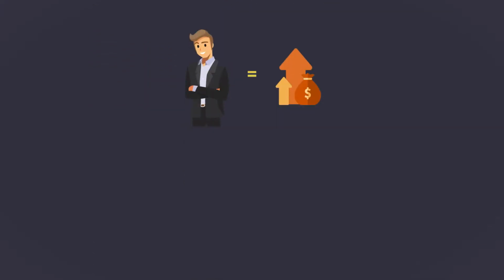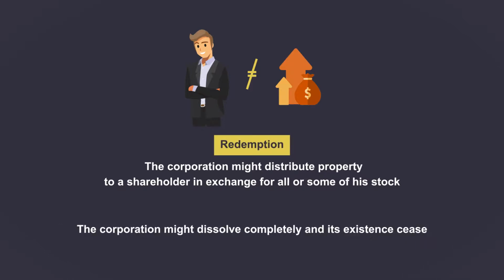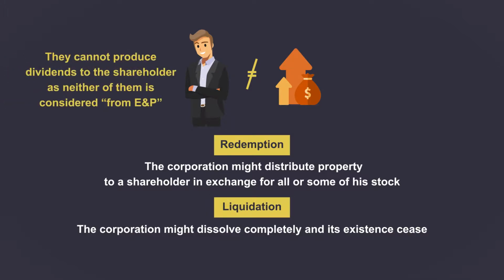Some distributions to shareholders, however, do affect the shareholder's stake in the business. The corporation might distribute property to a shareholder in exchange for some or all of his stock. That's a redemption. Or the corporation might dissolve completely and cease its existence. That's a liquidation. Although either one of these events is still a distribution, they cannot produce dividends to the shareholder, as neither of them is considered from earnings and profits. Nevertheless, the double taxation inherent in corporate taxation persists even in these events.